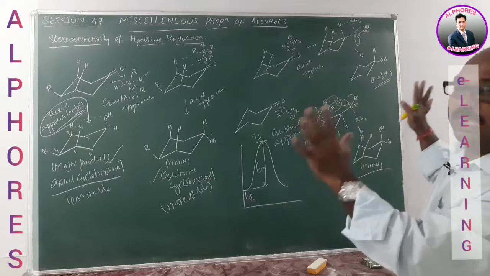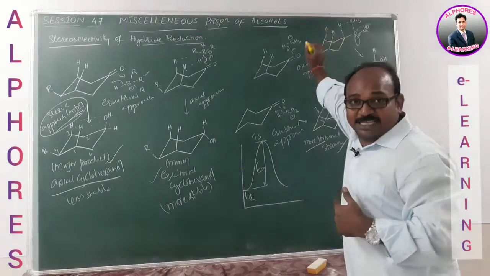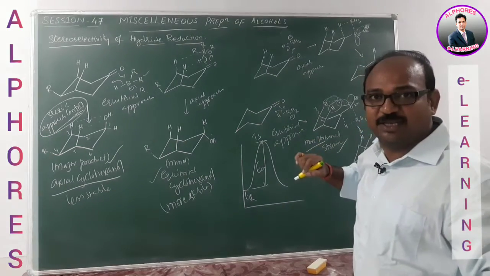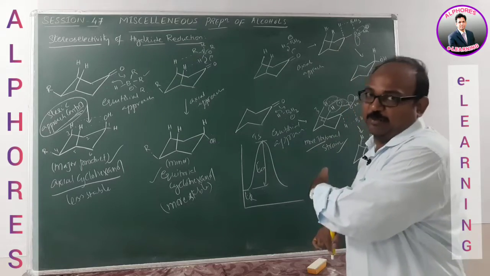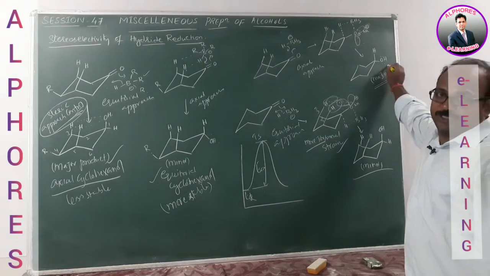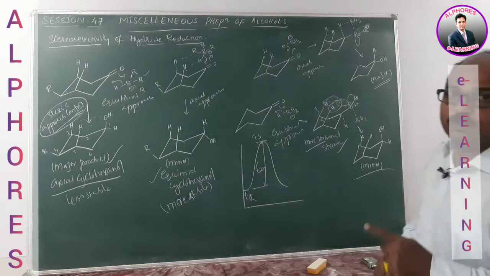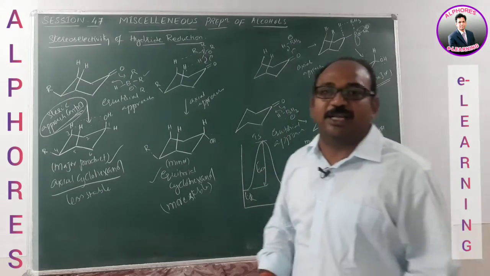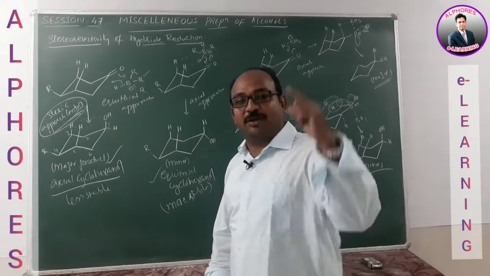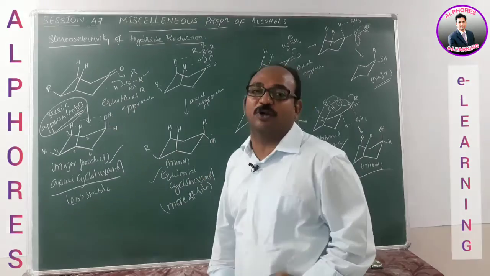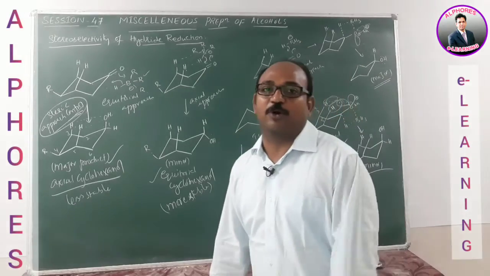Now if you observe and complete this reaction mechanism, what do we learn? If we are using a less hindered reducing agent, then the more stable product is the major product. The less stable product is the minor product. More stable means equatorial OH and less stable means axial OH. Whereas when we are using a more bulky reducing agent, in such a case we are getting the reverse. The less stable product we are getting as major product, meaning axial cyclohexanol is the major product, and equatorial cyclohexanol is the minor product.